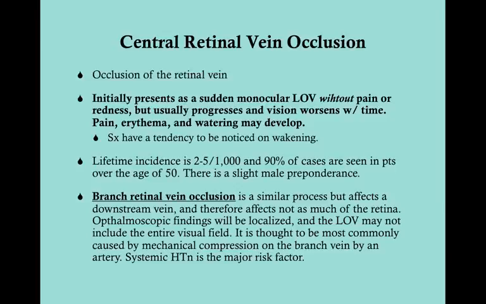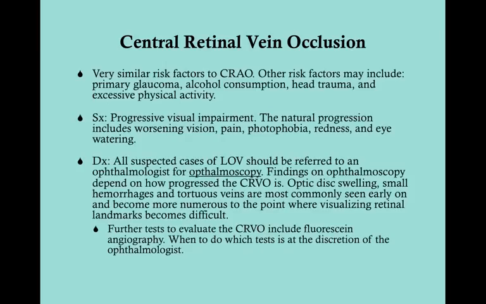The equivalent branch retinal vein occlusion is a similar process, but it affects a downstream vein, and so it does not affect as much of the retina. And the ophthalmoscopic findings will be localized. So you're only going to find them in one part of the retina with the BRVOs. BRVOs are thought to be most commonly caused by a mechanical compression on the branch vein by an artery, but there are other possible causes. Systemic hypertension is considered the most significant major risk factor in BRVOs.